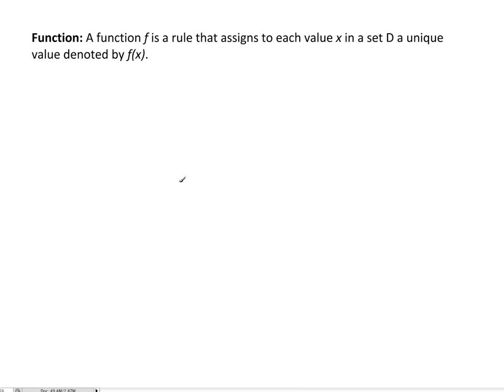A function f is a rule that assigns to each value of x, and typically when we use x like that, we're thinking of a value on the horizontal axis, in a set D, and this D is actually the domain, a unique value which is denoted by f of x. And f of x is what we typically think of as simply being y. And y, we think of this as being the range.